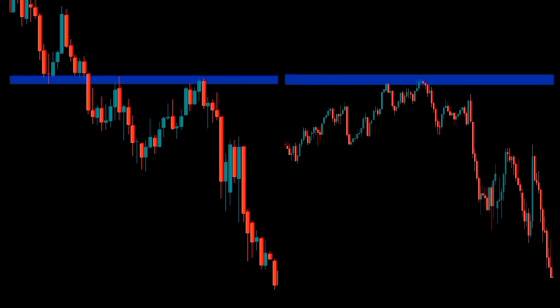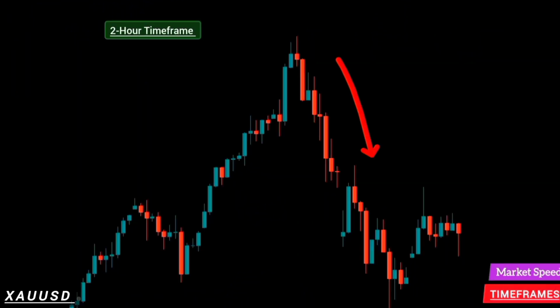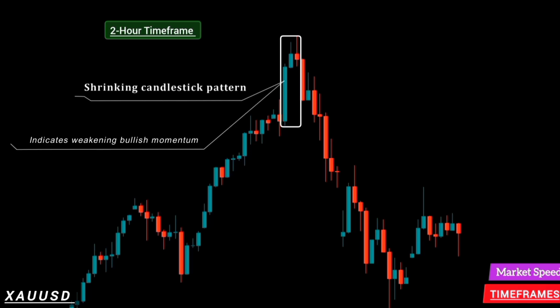Now that you know how to combine multi-time frames with key levels, here is a bonus technique to use in heavily trending markets where there are no key levels to be found. This is the recent pullback that happened on gold. If you are watching the 2 hour time frame, you would have spotted this reversal coming right after the shrinking candlestick pattern, which indicated waning bullish momentum.